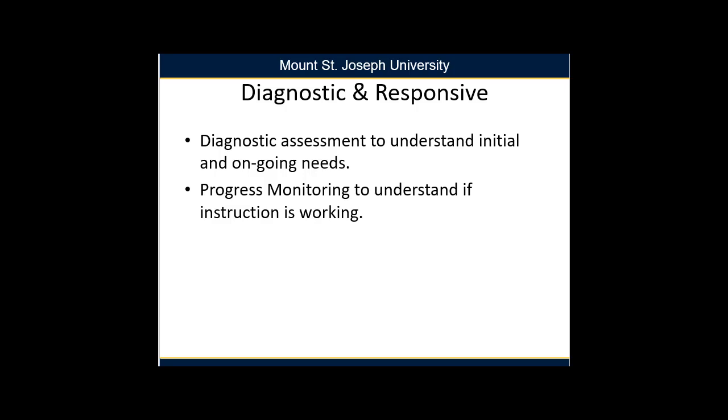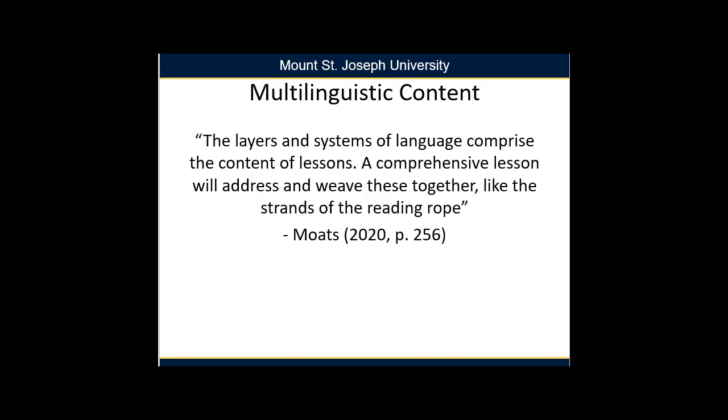Assessment is key in structured literacy. Formal assessments help to understand student needs, diagnostic assessment, and to see if the instruction is working, progress monitoring. Ongoing assessment is used to adjust the instruction based on student needs, being responsive to how the child is responding to instruction. This is the core of RTI. Within a lesson, multiple layers of language are skillfully woven together. We work on all parts of the reading rope.